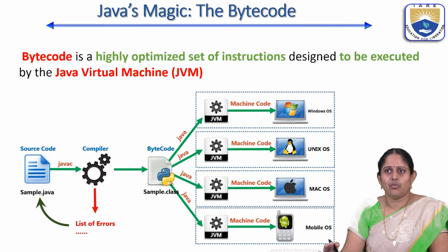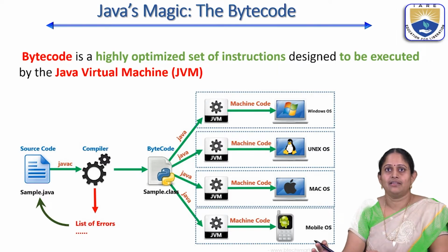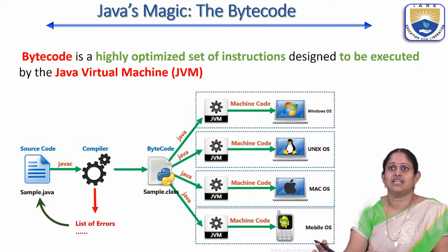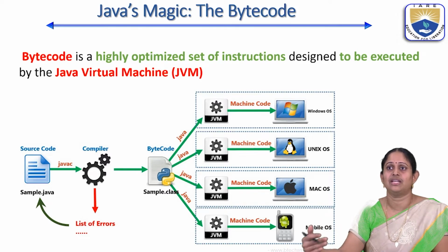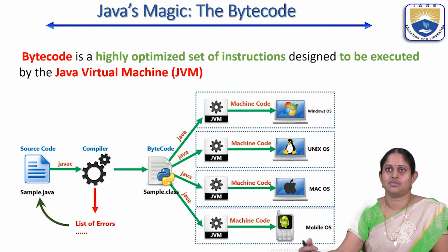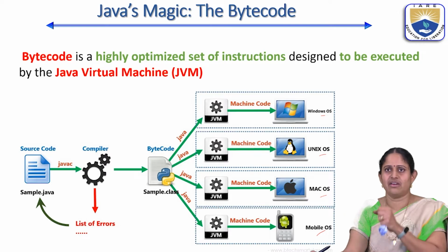Now what is the important feature of Java which makes it different from C and C++? The main thing, Java's magic, we can call it the bytecode. The Java bytecode, the same Java program, can be used to execute in different operating systems or different platforms. Like the same program can be executed in Windows, in Unix, Mac or in mobile. So that was the main feature of Java.